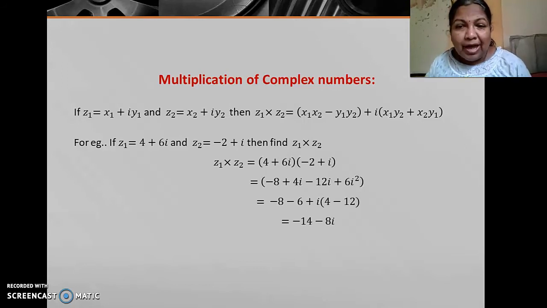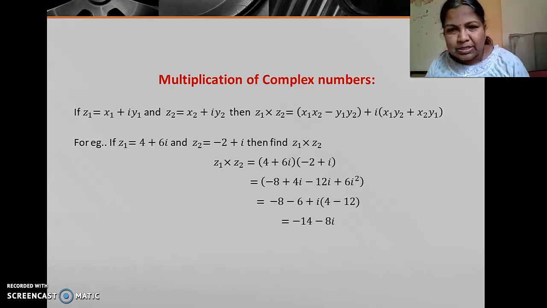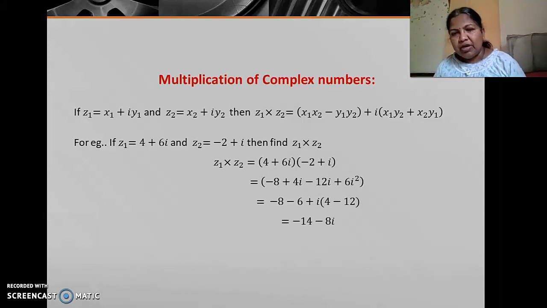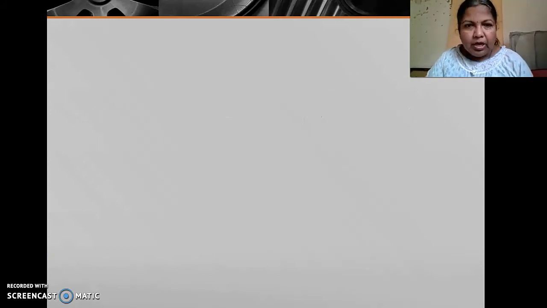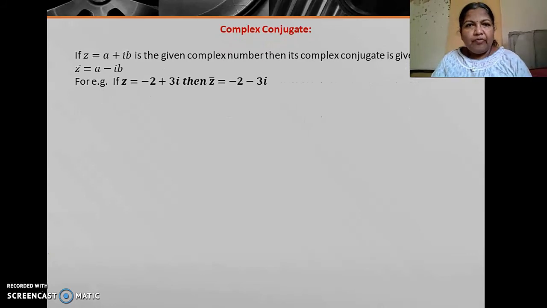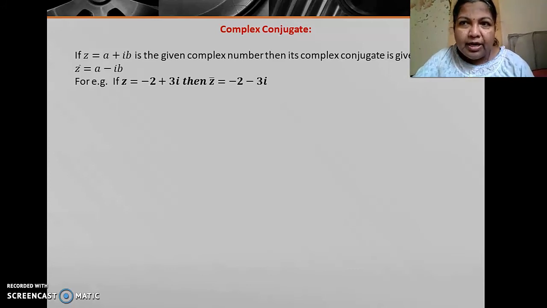Now I will multiply 6i to both the numbers. So 6i into minus 2 is minus 12i, 6i into i is plus 6i square. Now the value of i square we had seen in powers of complex numbers, which is minus 1. So plus 6i square will become minus 6. So minus 8 and minus 6, two real numbers together, and 4i and minus 12i, two imaginary parts together. Adding them, we get minus 8 minus 6 is minus 14, and 4 minus 12 is minus 8i. This is the method we carry out for multiplication of two complex numbers.